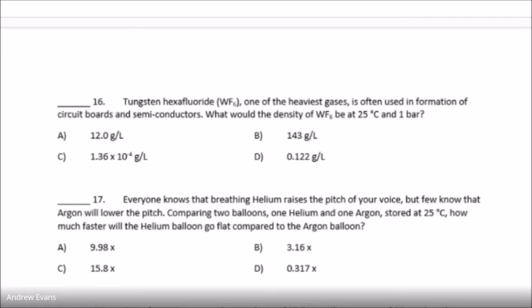So I've stated right away that pressure is 1 bar. So that's going to tell us what R is. R would have to match the units, so 0.08314 bar liters per mole Kelvin. And temperature is 25 degrees, meaning it's 298 Kelvin. Can never use Celsius. Now, the thing we're missing is our molar mass.